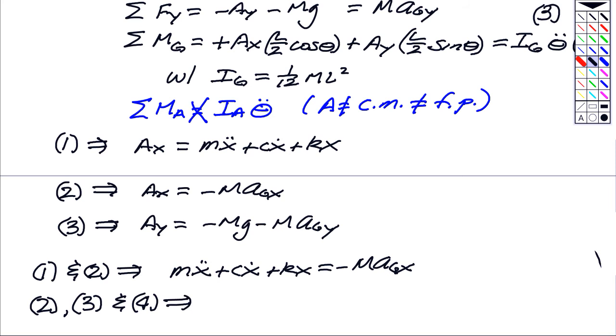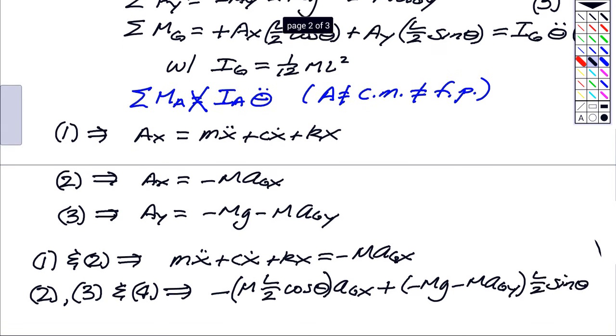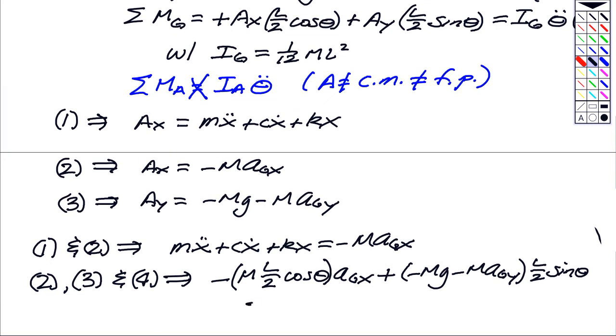So I'm going to have a minus m L over 2 cosine of theta times a_Gx. That's the first term there. AY is going to be minus mg minus m a_Gy times L over 2 sine theta. And on the right-hand side, that's I_G theta double dot.